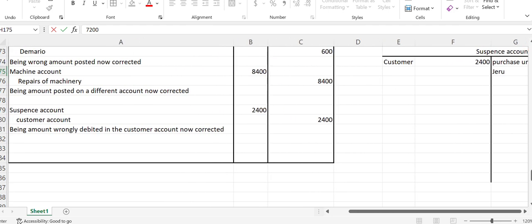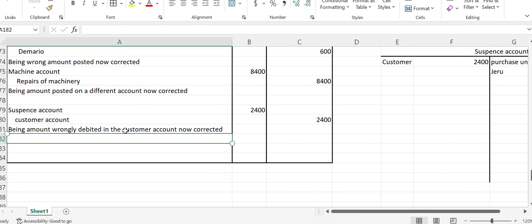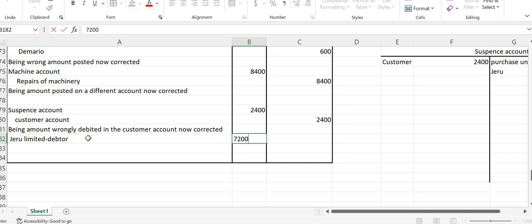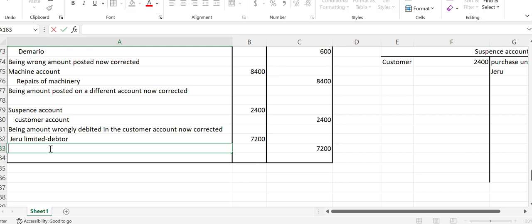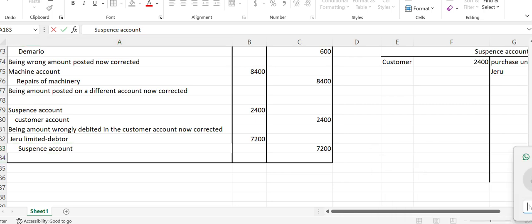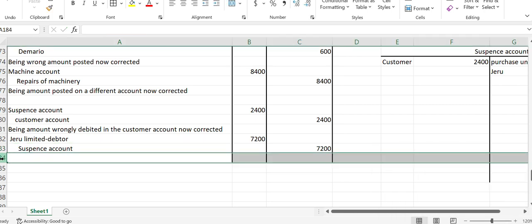Then you come here and write: we have debited the debtor who is called Jeru Limited, data with 7,200, and suspense account with 7,200. So this one is the suspense account, and then we can write a narration. We write a narration here.